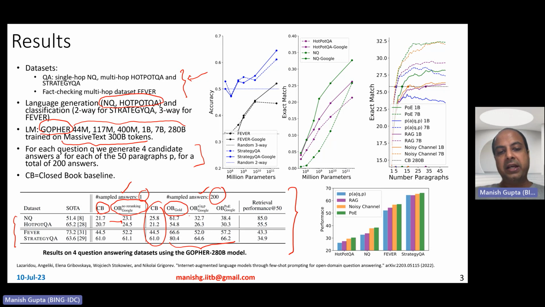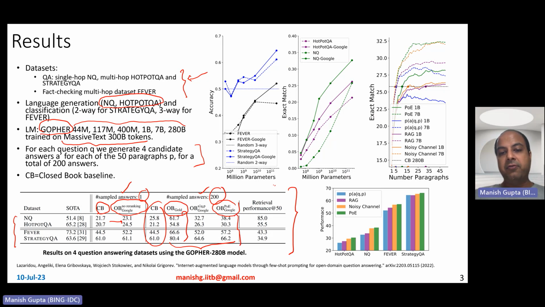So therefore, this is more like an oracle thing. This is not realistic in prediction scenarios, because in inference and deployment scenarios, nobody's going to give you the golden evidence anyway, right? But what you find is that compared to various other re-ranking schemes, the product of experts re-ranking scheme works the best, right?